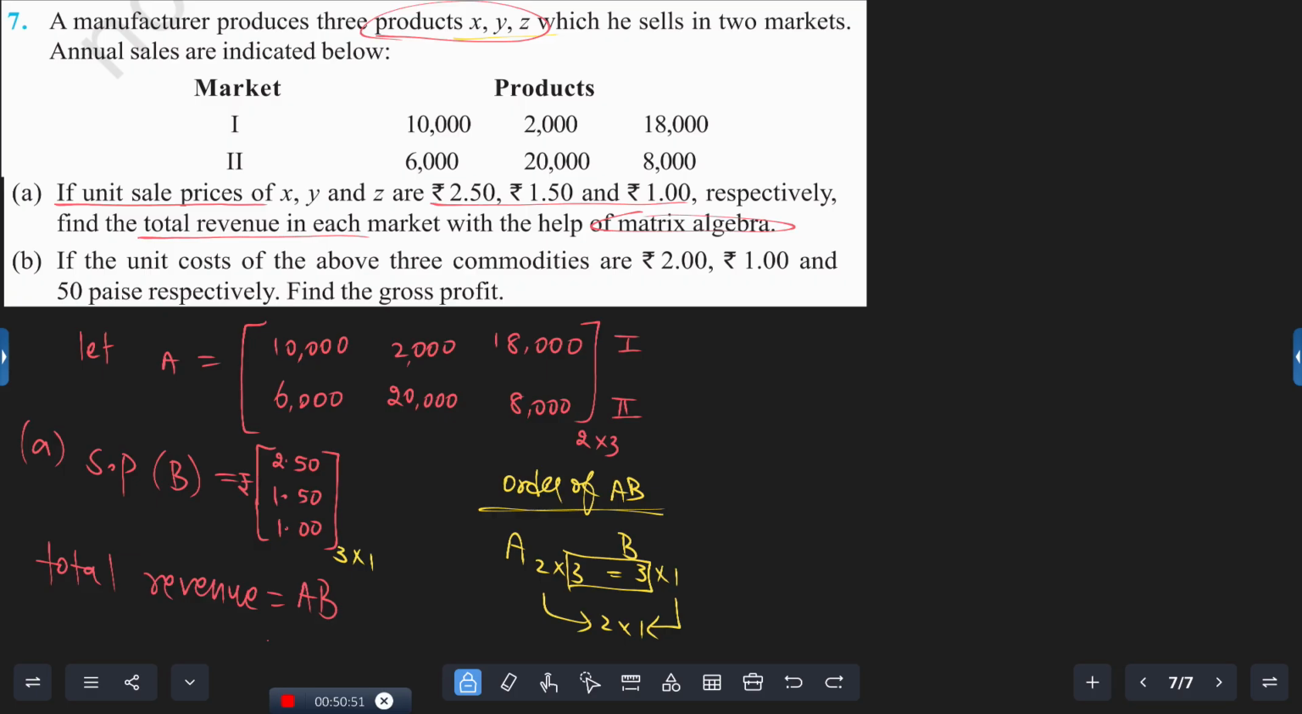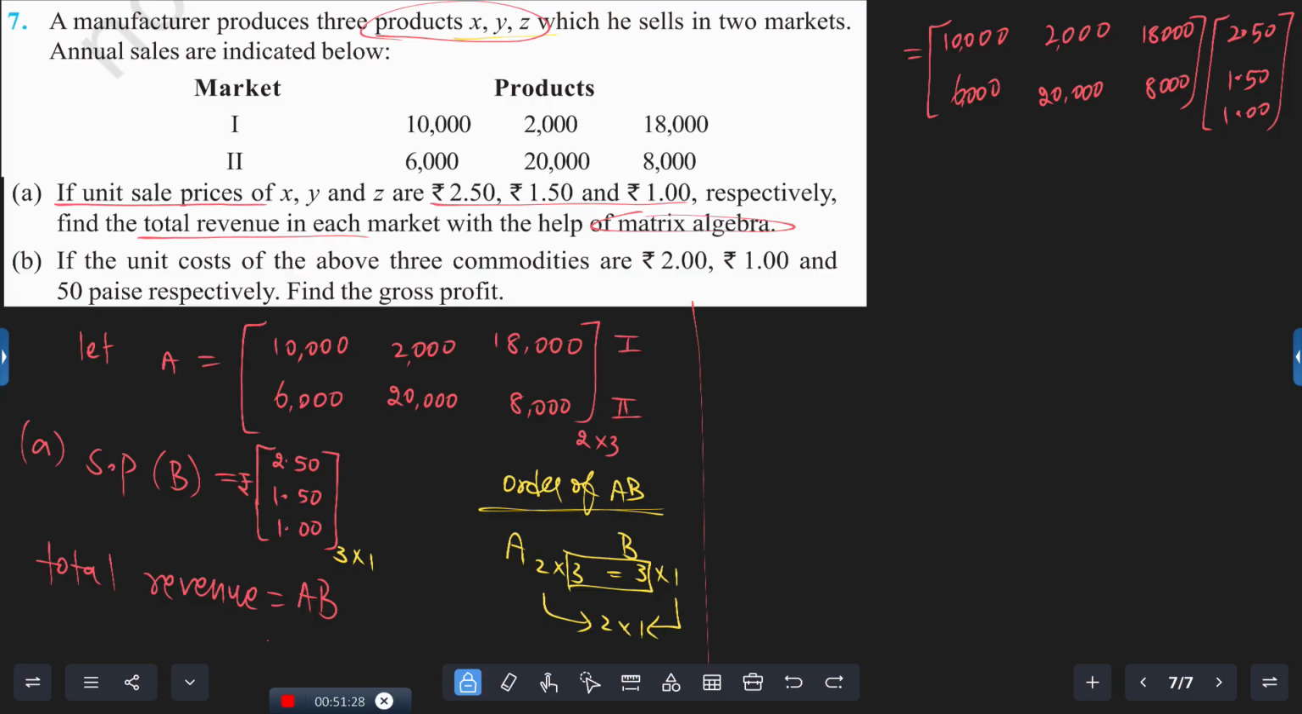So total revenue is equal to AB, as they have mentioned. First I am writing the A matrix. A matrix is 10,000, and column-wise I am going 6,000. Second column 2,000 and 20,000. Third column 18,000 and 8,000. The B matrix is a column matrix 2.50, 1.50, 1.00. That is a decimal here, children.